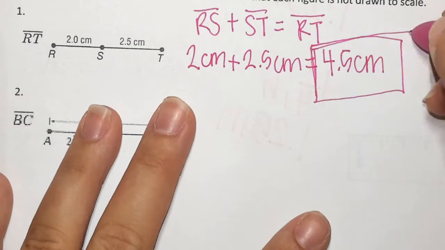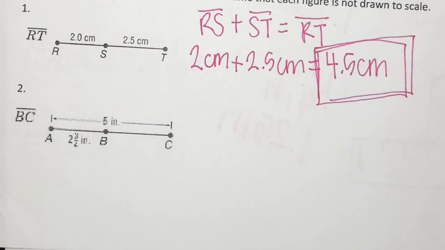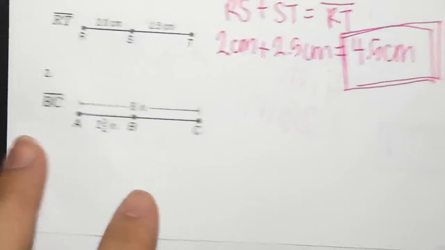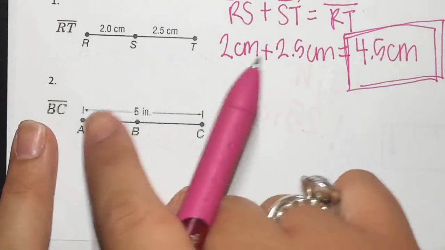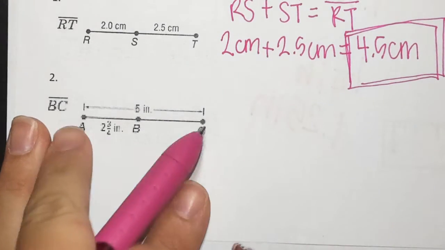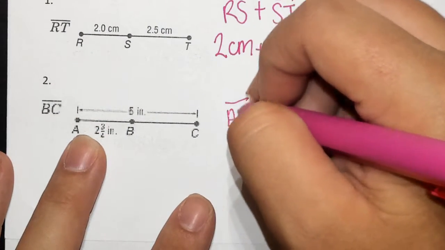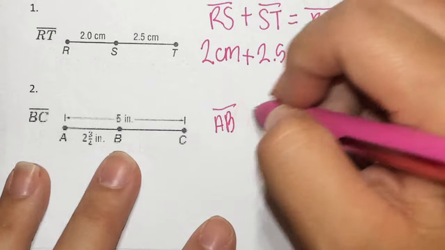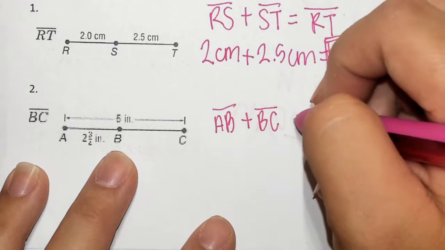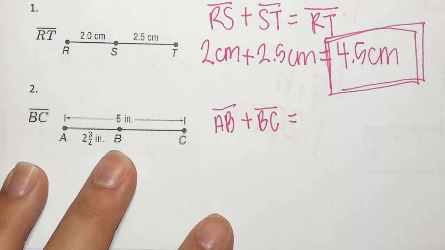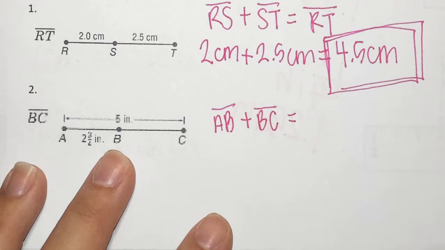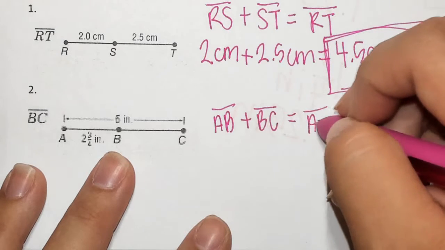Please get in the habit of circling or boxing your answer. But underline, it's fine. Just something that makes it stick out. Here is why I made you do that extra work. You're not always just adding two numbers, okay? So let's write the formula, the segment addition postulate for this segment. Segment AB plus segment BC equals what? AC.